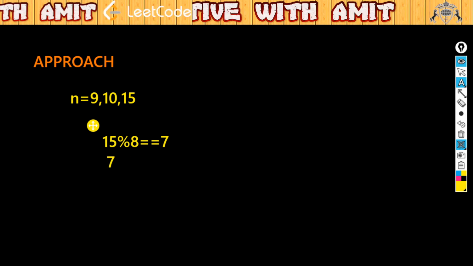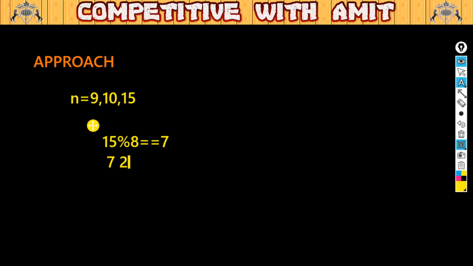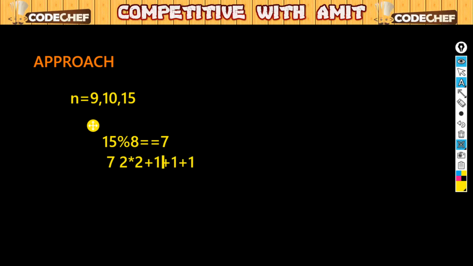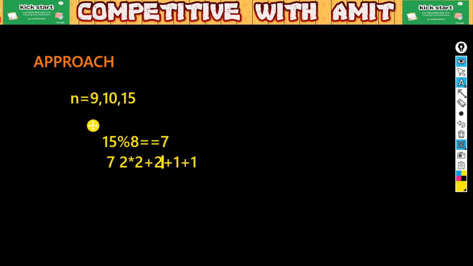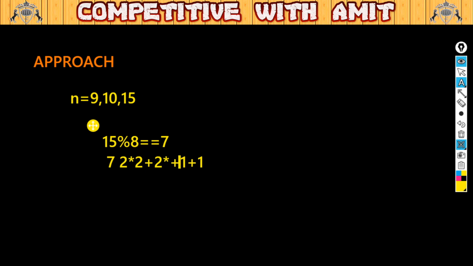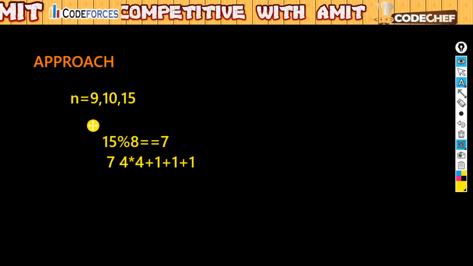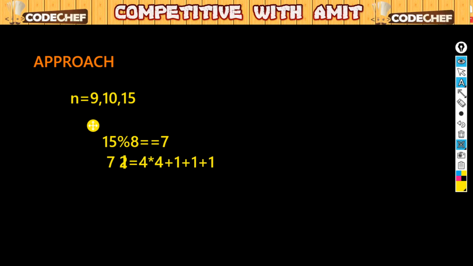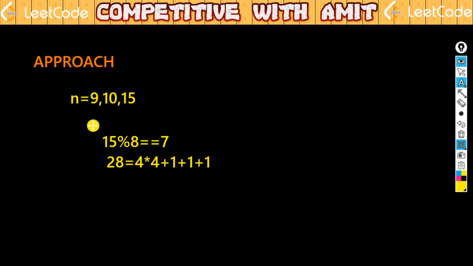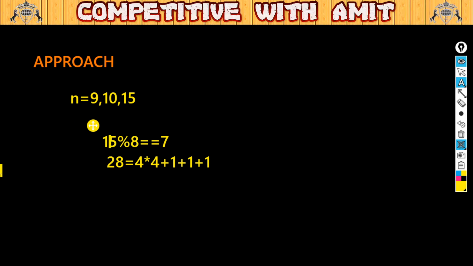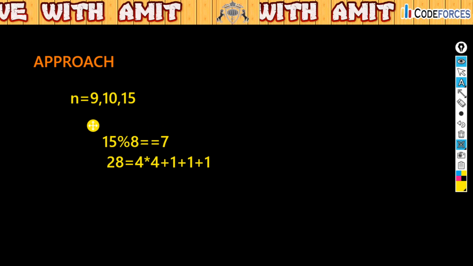But if you check it for 7, what is there? 2 into 2 plus 1 plus 1 plus 1. So what can we replace? We can replace it with 2, and we can replace 2 into 2, sorry, we can replace it with 4 into 4. So this will also work for 28. Now what is the problem? For the number whose remainder is 7, this condition does not become true.